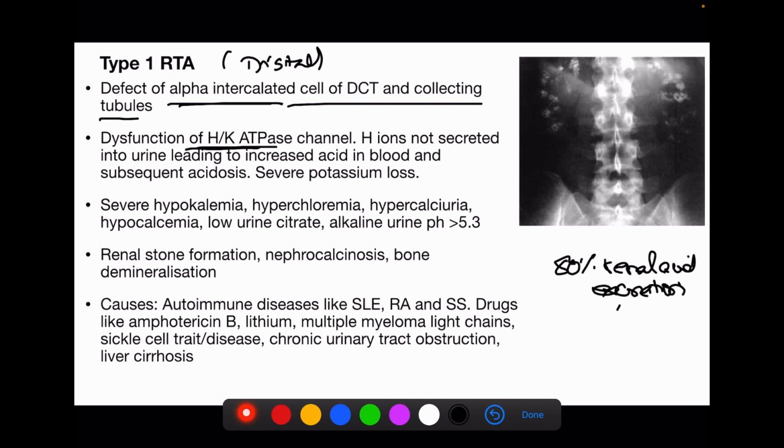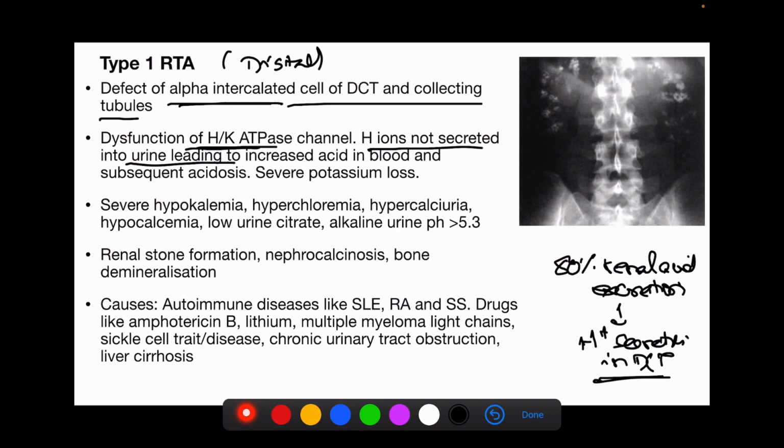80% of renal acid excretion is through H plus secretion in the DCT. So if this mechanism is lost, you can clearly get an idea that the metabolic acidosis is going to be very severe. Another thing which happens when H plus is secreted is that potassium is reabsorbed.